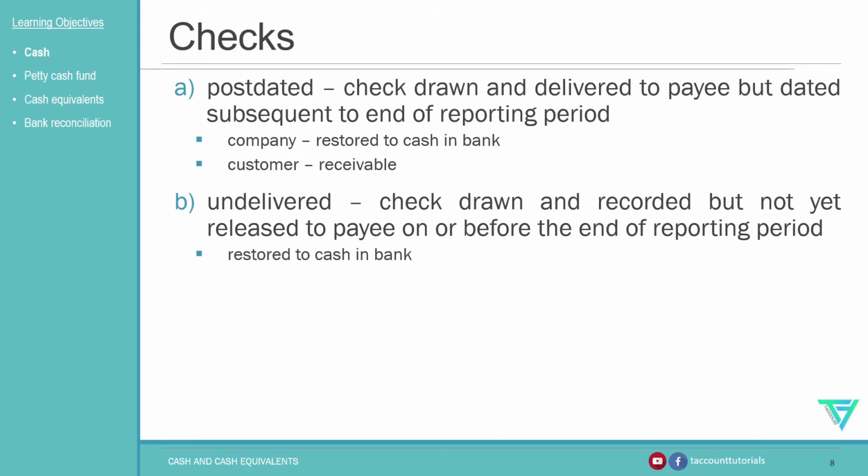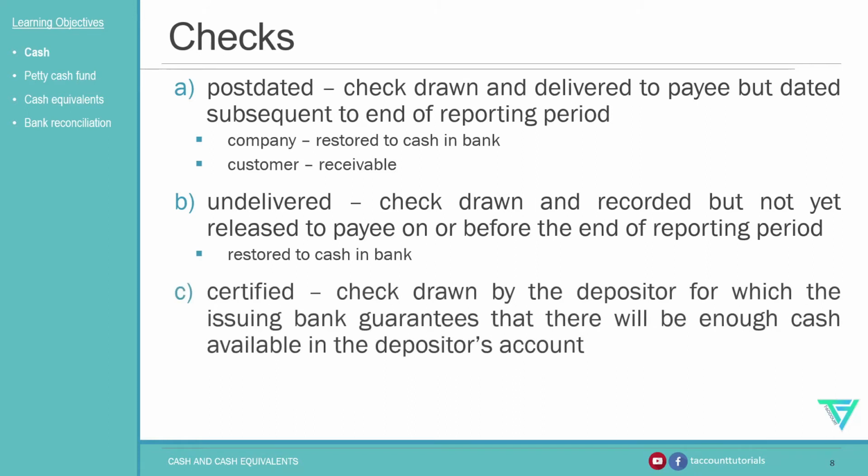Next is certified check. It is a check drawn by the depositor for which the issuing bank guarantees that there will be enough cash available in the depositor's account. Since it was already guaranteed by the bank, even if it's not yet encashed by the payee, it is no longer part of cash.